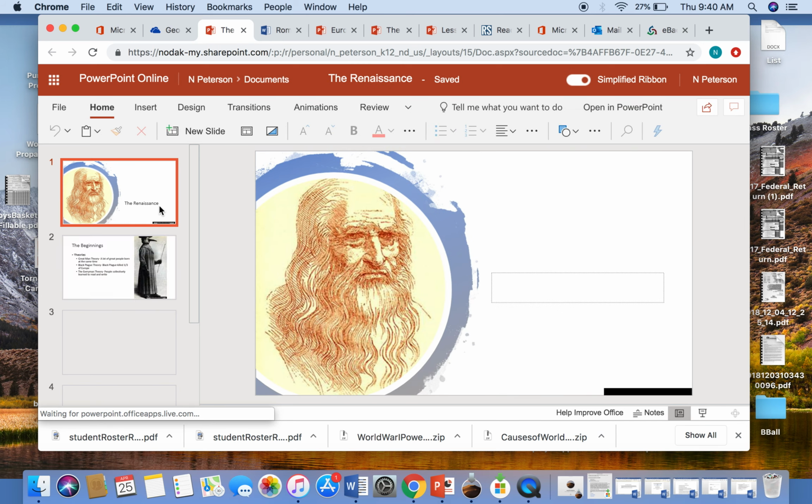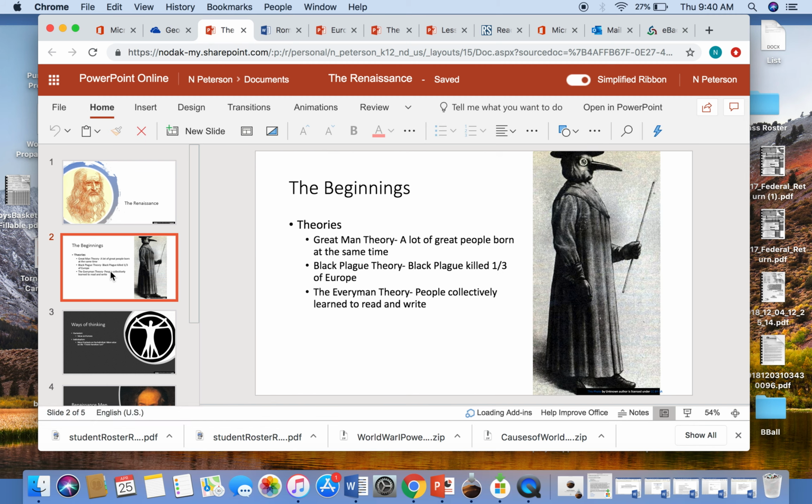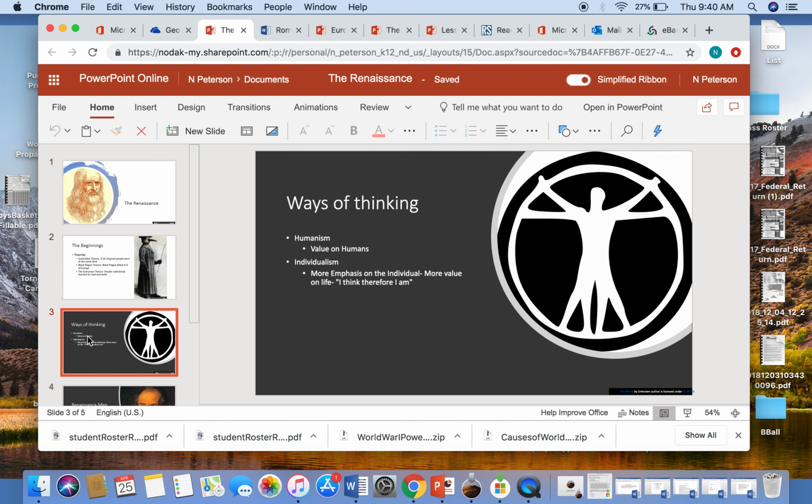Other notes, we talked about the Renaissance. This guy was Leonardo da Vinci. And beginnings, the Great Man Theory, Black Plague Theory, and the Everyman Theory. Focus on a lot of this. We talked a lot about it, so it will be emphasized on the test.